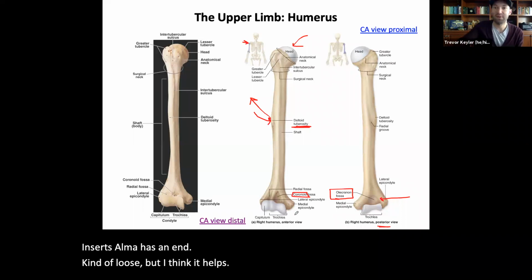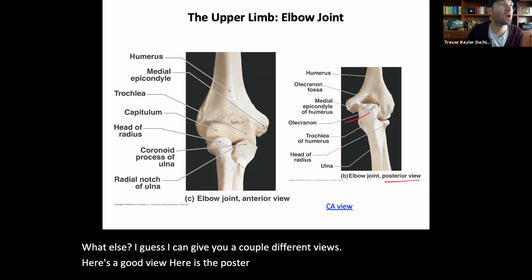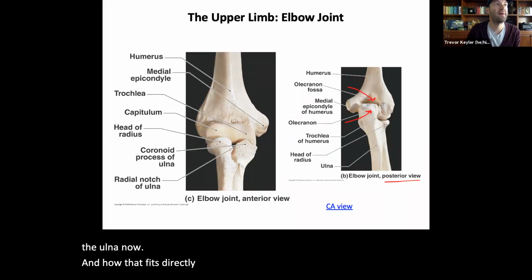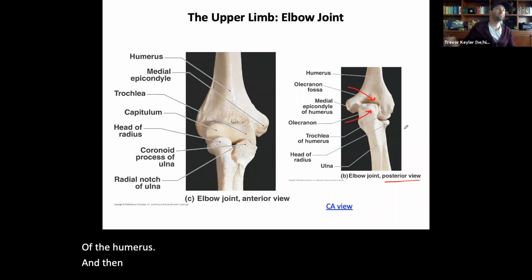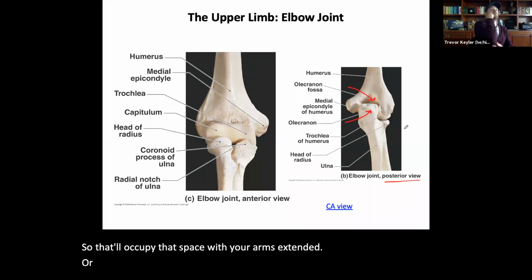Oh, what else? I can give you a couple different views. Here's a good view. This is the posterior view, and we can see the olecranon of the ulna now, and how that fits directly into the olecranon fossa. So this is the back side, again, of the humerus. And the olecranon is your ulna, so it'll occupy that space when the arm is extended or bent. If bent, it will fold in there.